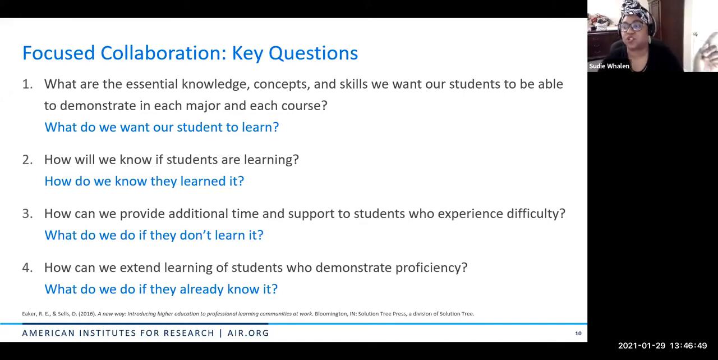Our SLOs should answer question number 1. What do I want my students to learn, right? And so once we've identified that, the next step is to say, okay, what data do I need to confirm that the students learned that? And that is where the assessments come in.